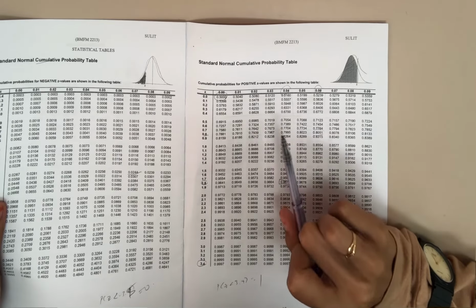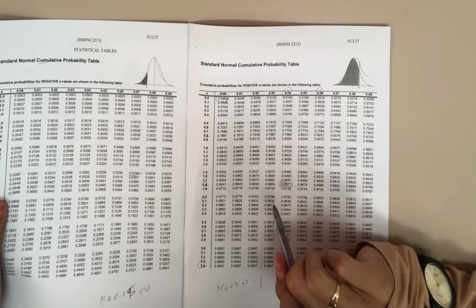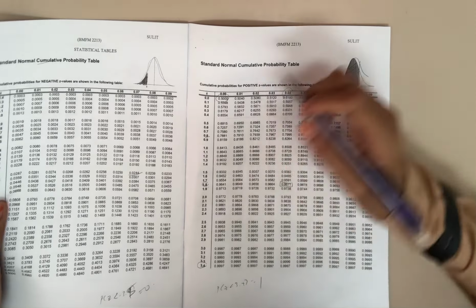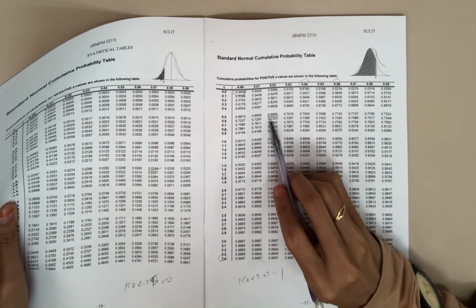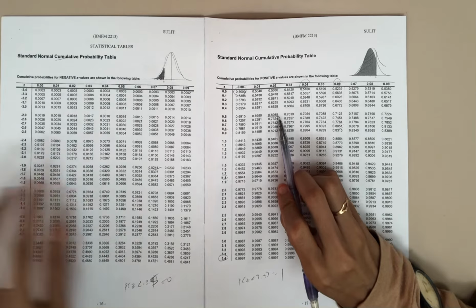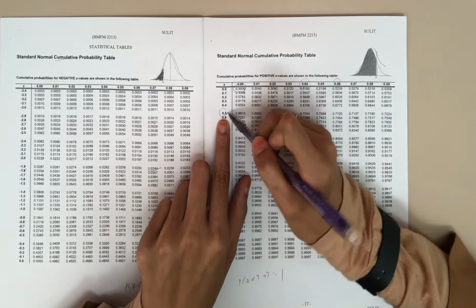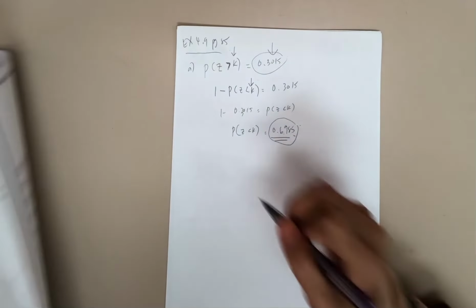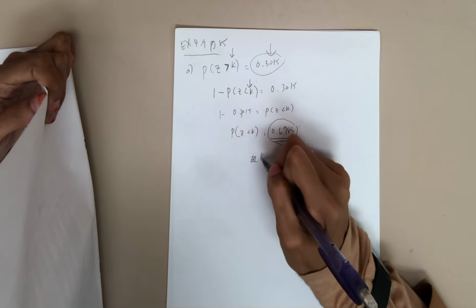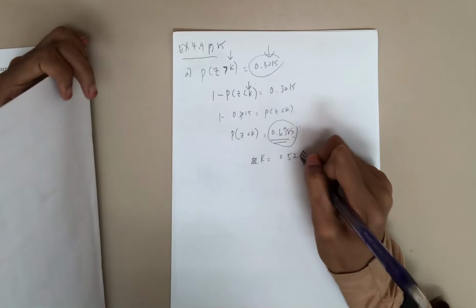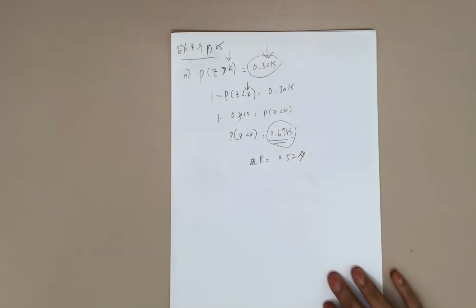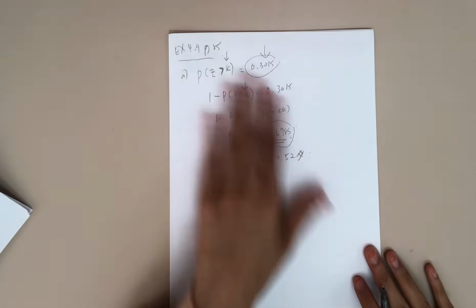Okay, 0.69. Okay, where is 0.69? 0.6985. Okay, I found this one, 0.6985. Okay, so what's the answer of Z here? 0.5, and K lah, K, which is 0.52. Okay, so this is how we find out the value.